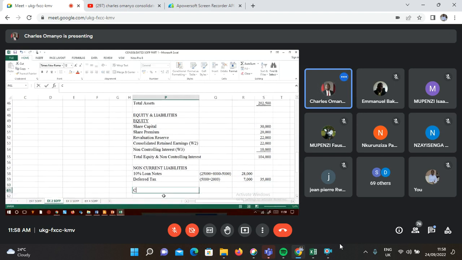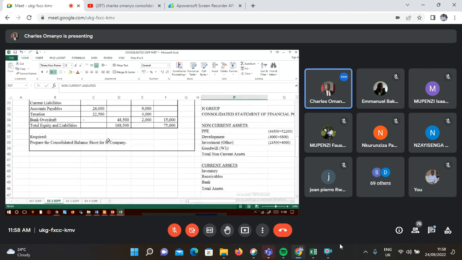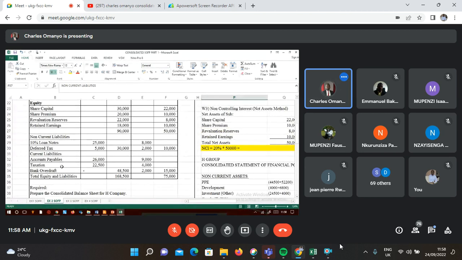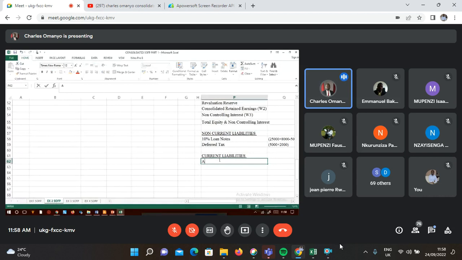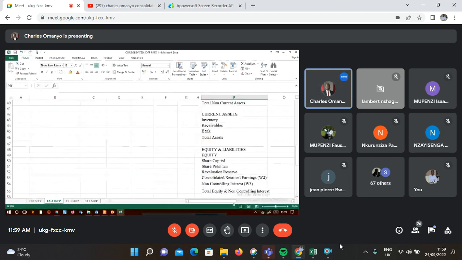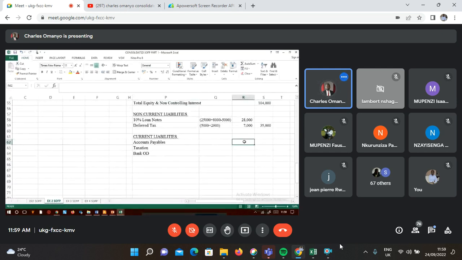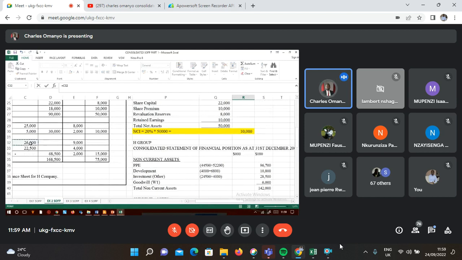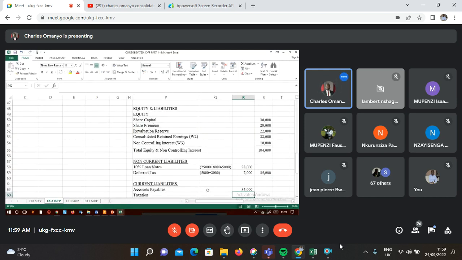And then you finally go to current liabilities. Which current liabilities do we have? Current liabilities: accounts payables, taxation, and bank overdraft. So what is our accounts payables? 26,000 plus 9,000.